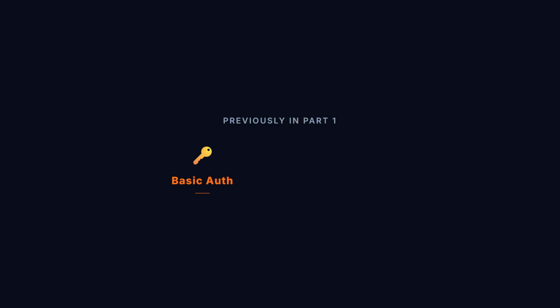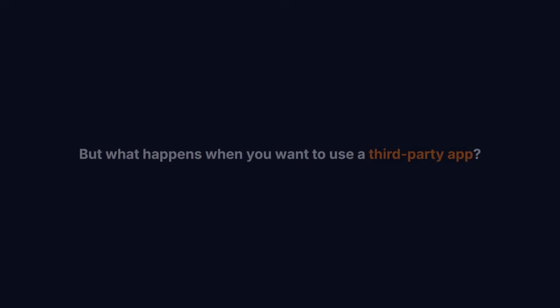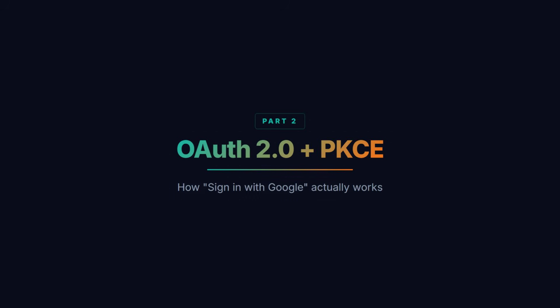Last time, we learned how to prove who you are. Basic auth, bearer tokens, JWTs. But here's the thing. What happens when you want to use a third-party app? You're not giving them your password. Welcome to Part 2, OAuth 2.0 and PKCE.